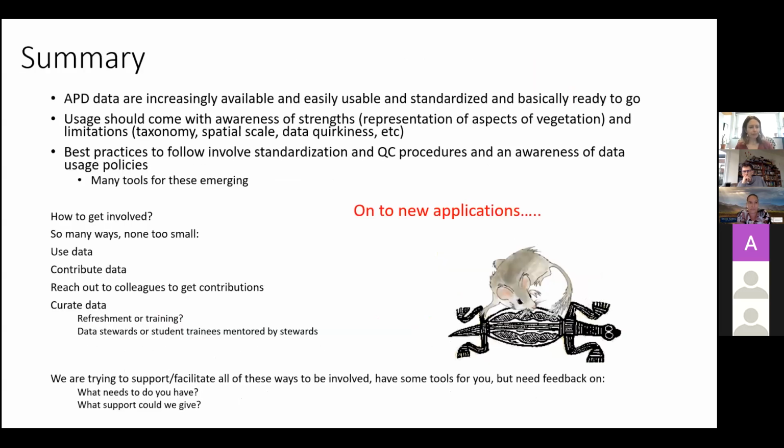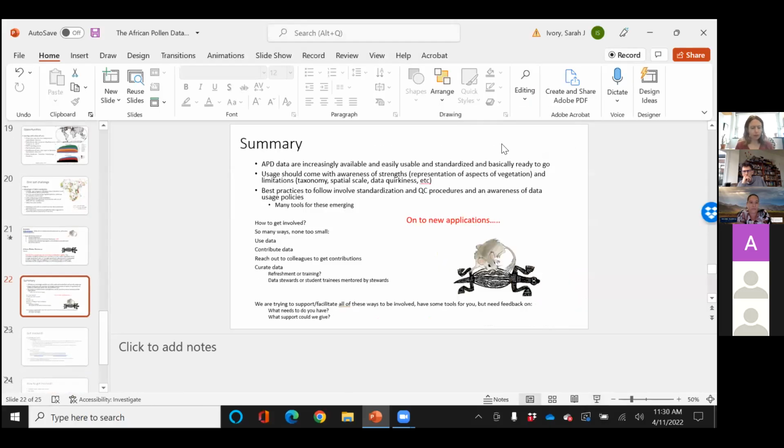So if you're using the data, I just encourage you to look at those as well, because they're really important. So in summary, APD data are increasingly available. They're really easy to use, both on Neotoma, on the APD website, and within R. They're very standardized, basically ready to go at this point. But the usage of them should come with the awareness that they have some strengths, as well as some limitations that I've already talked about. And the best practices for using them involve standardization, quality control procedures, and awareness of those data usage policies.